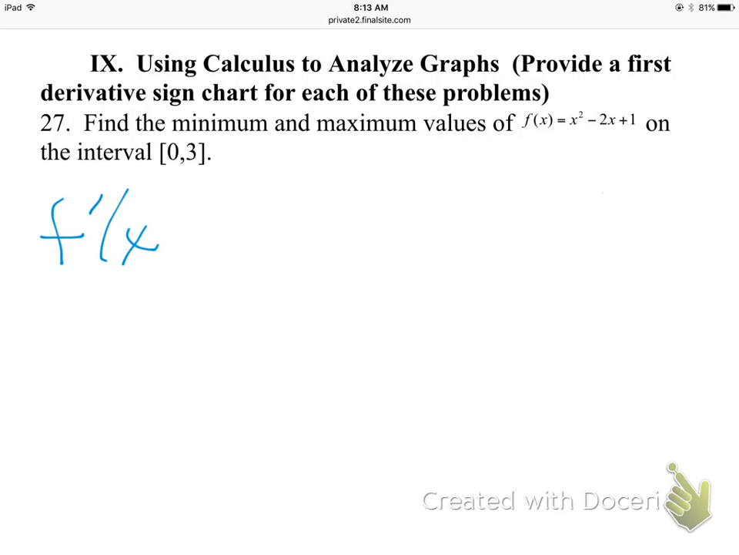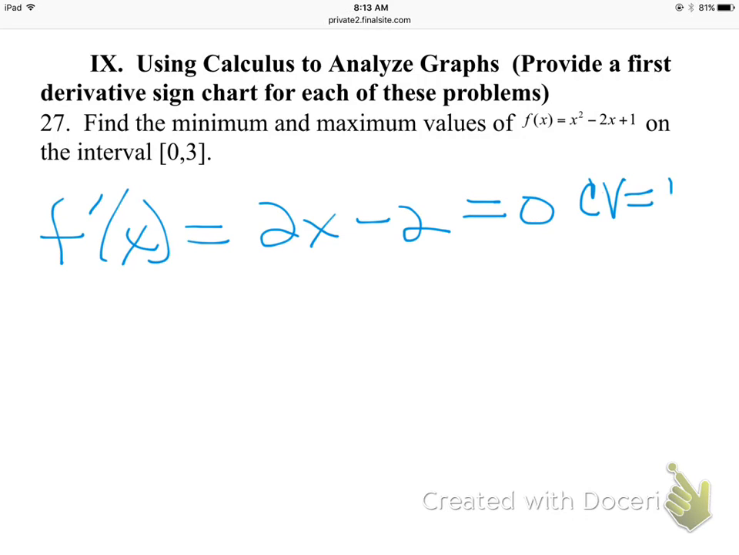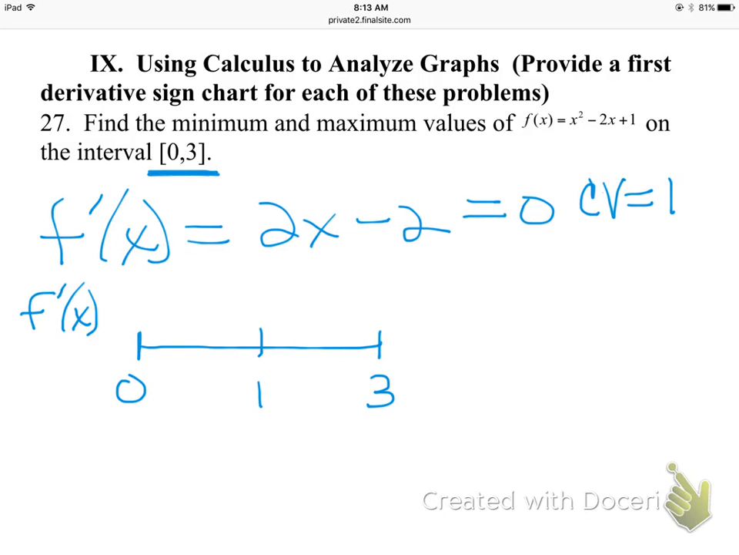So let's take the first derivative, and I get 2x minus 2, set that equal to 0, and I get 2x equals 2, so x must be 1. So my critical value equals 1. Now, because they have an interval, when you do your sign chart, you're going to put the 0 and the 3 on that interval, and you're going to put your 1 like you would normally. So now let's analyze it. We're just going to use the first derivative test.